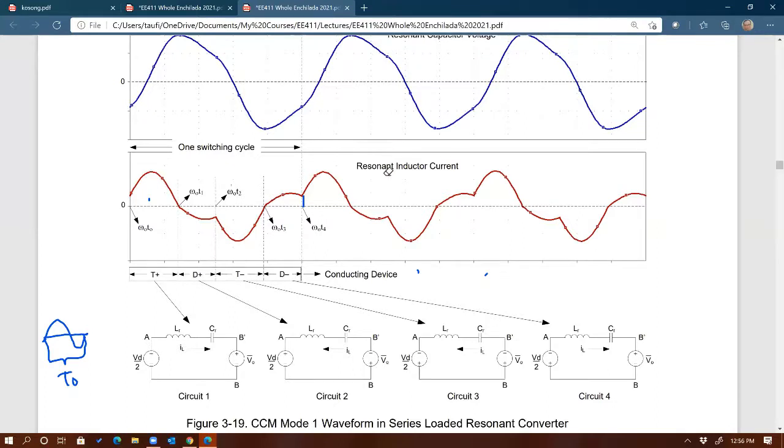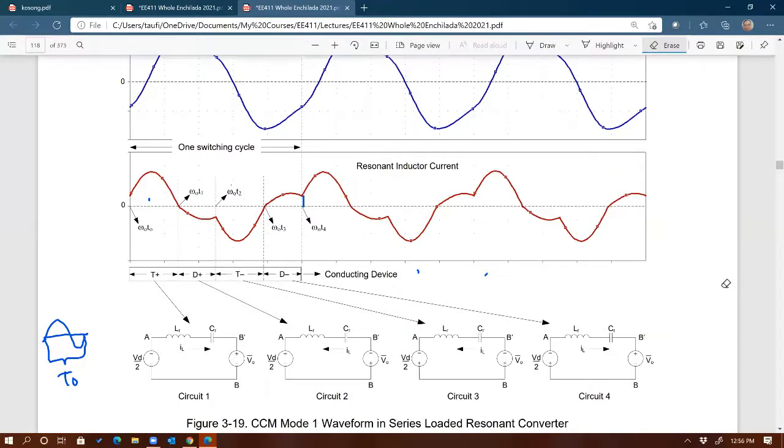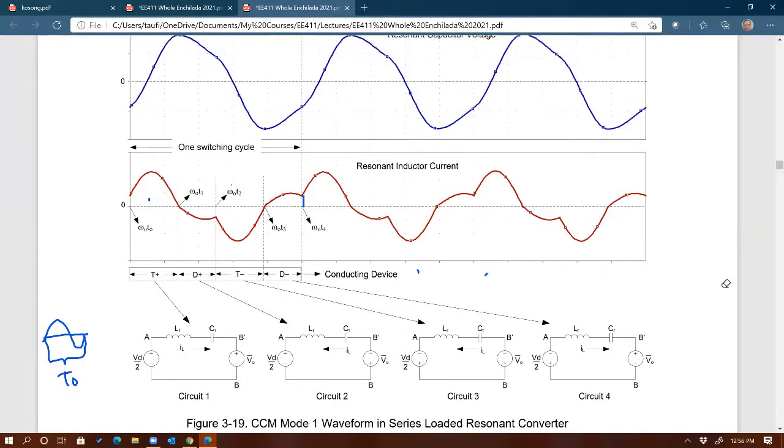Not PN though, because PN is the slowest, right? So as you learned from E410, there is a fast recovery diode, a standard recovery diode, and a line frequency diode. So just pick the faster recovery diode. It doesn't have to be Schottky.